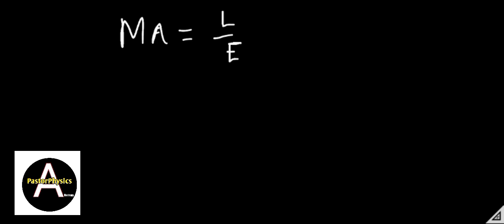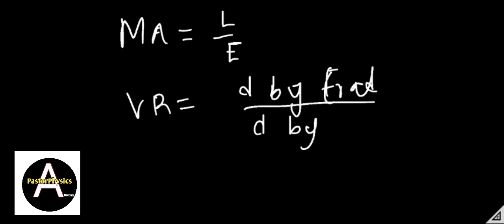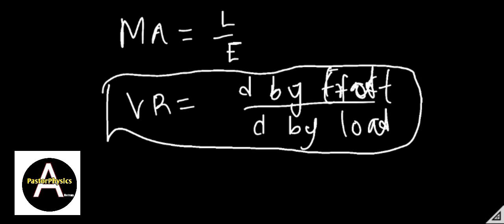We said that velocity ratio is the ratio of distance moved by load, no, sorry, distance moved by effort, all over distance moved by load. So velocity ratio is distance moved by effort over distance moved by load.